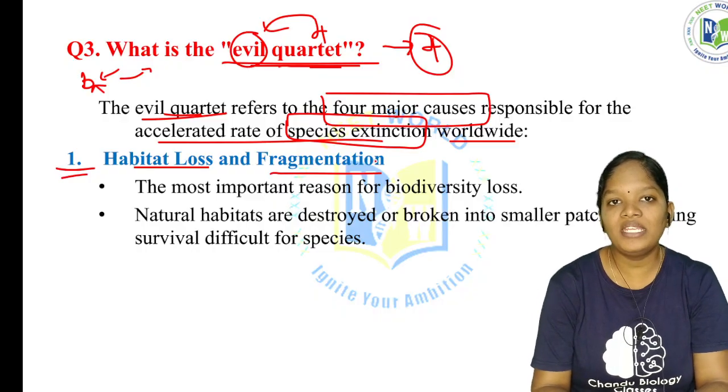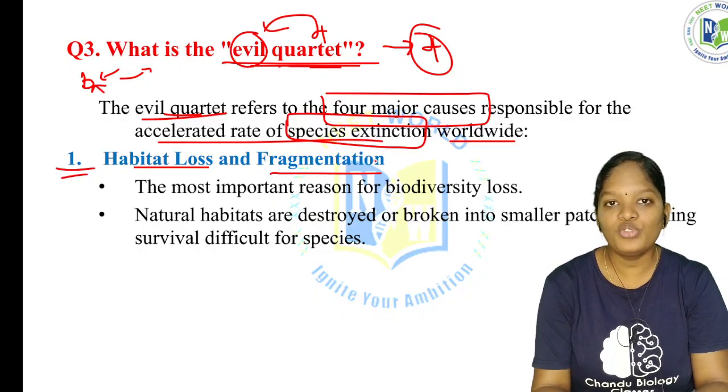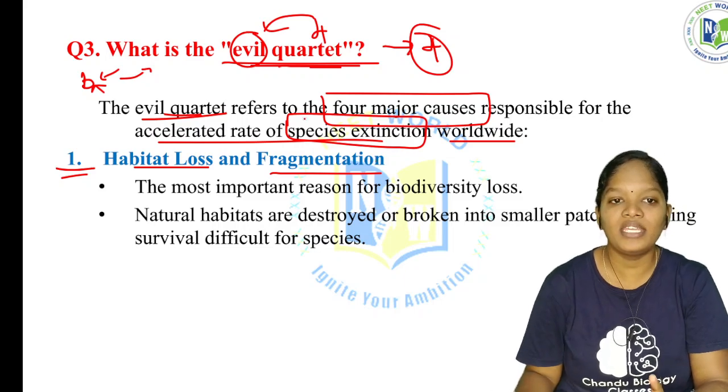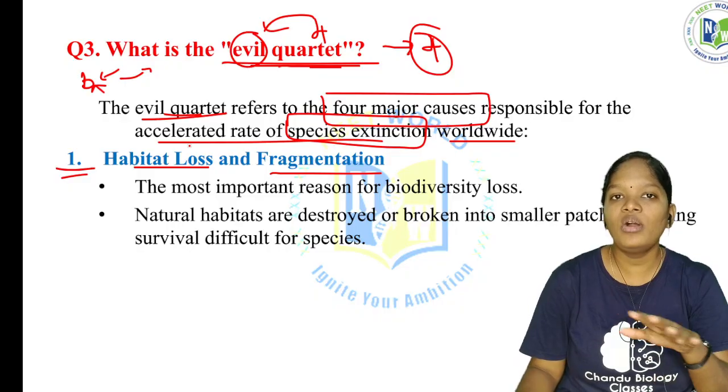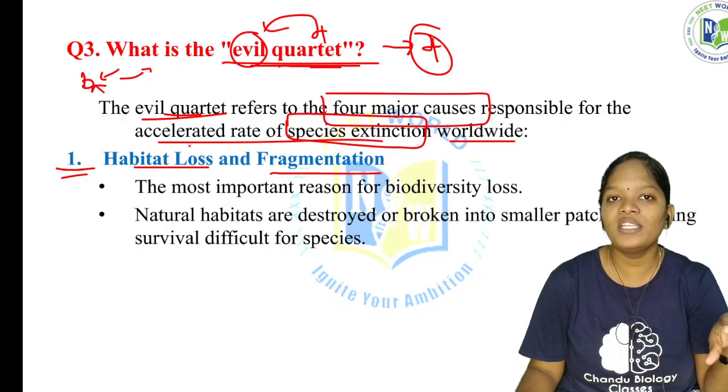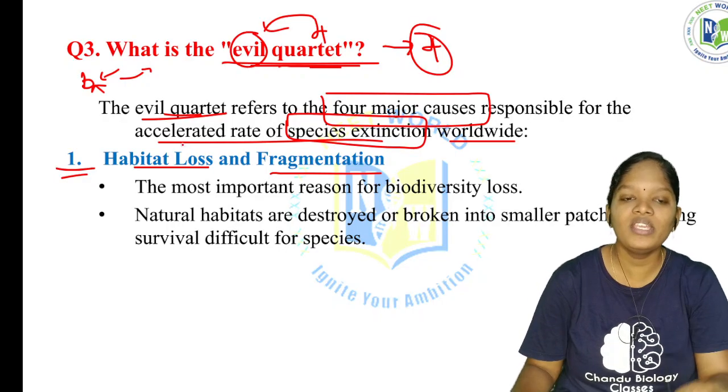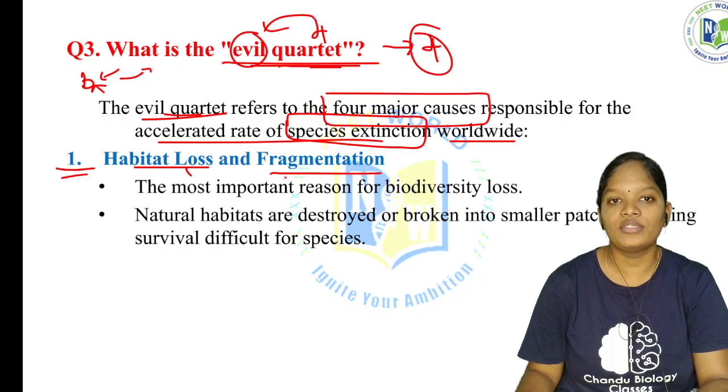What is meant by habitat? The place where the organisms are living, the place of living. So that is what a habitat is. If there is no habitat, all the organisms which depend on that particular place will also go extinct. So that is what habitat loss is.